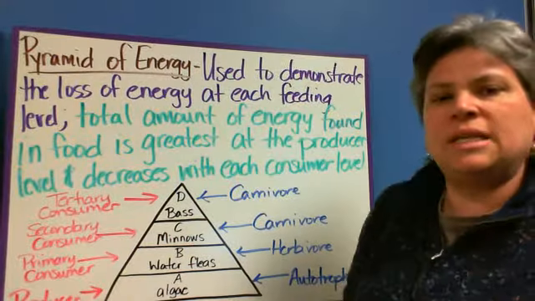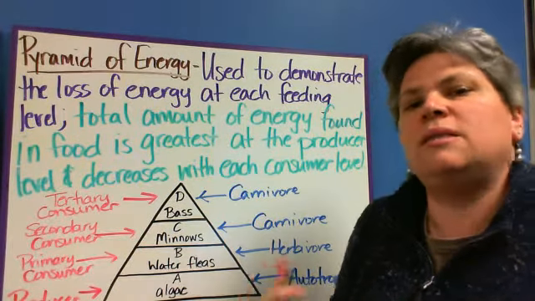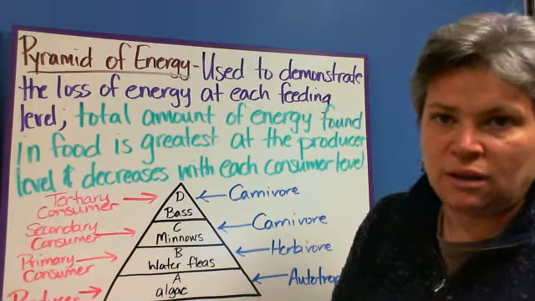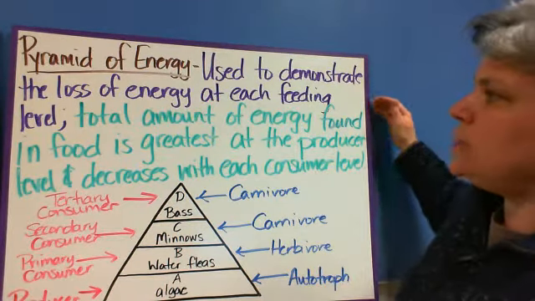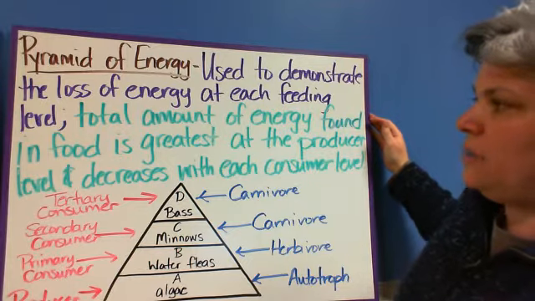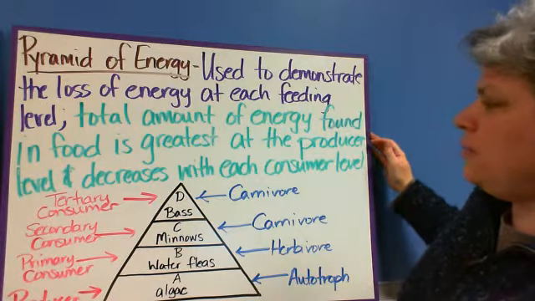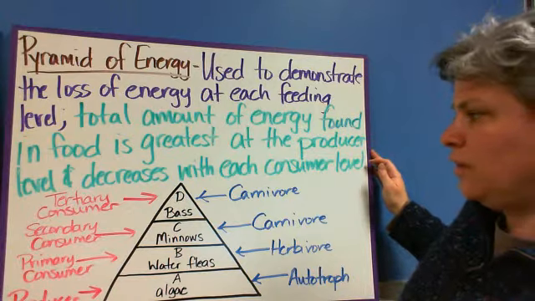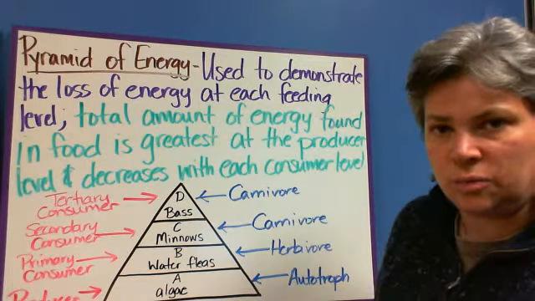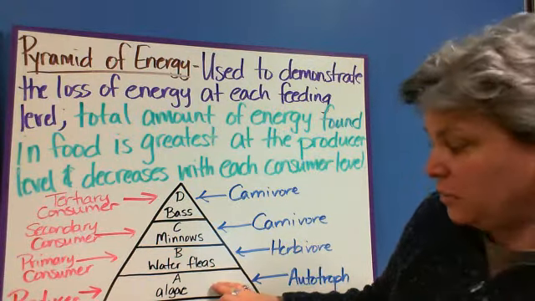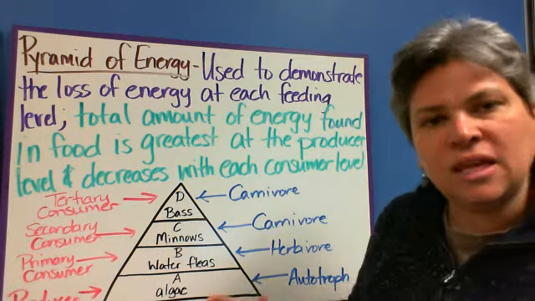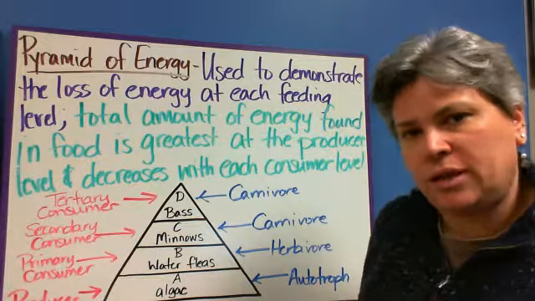So how do we represent that loss of energy, or how do we represent this energy moving up a food chain? We use something called a pyramid of energy. In a pyramid of energy, it's used to demonstrate the loss of energy at each feeding level. The total amount of energy found in food is greatest at the producer level and decreases with each consumer level. So if we start off at the bottom with our producers, our autotrophs, our photosynthetic organisms, they have the most energy of anything in the whole ecosystem.